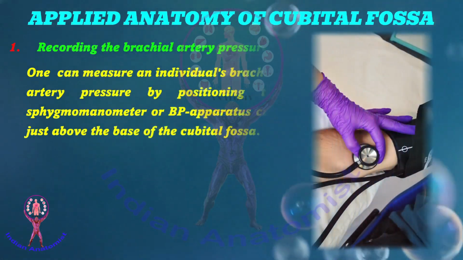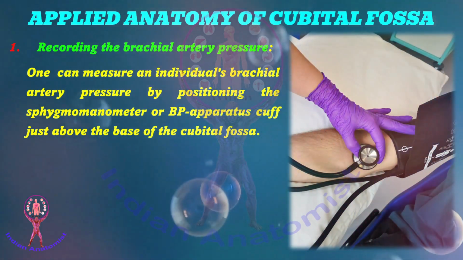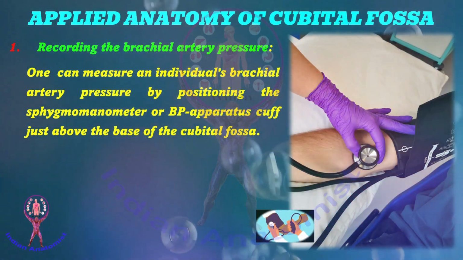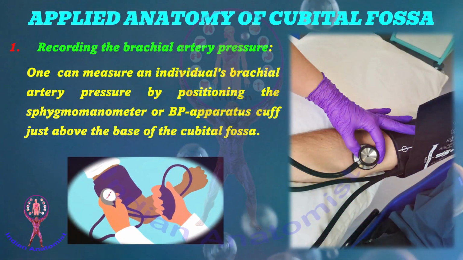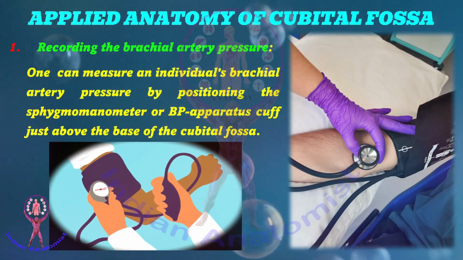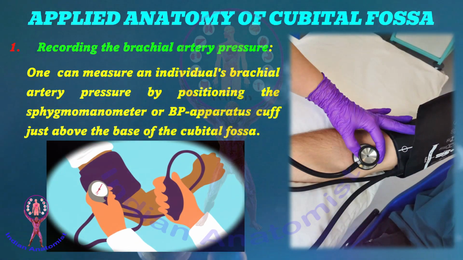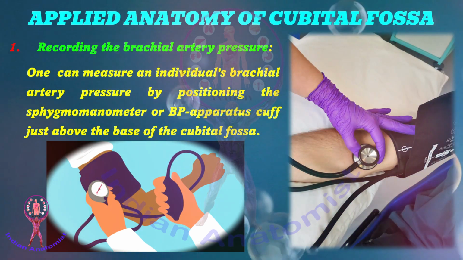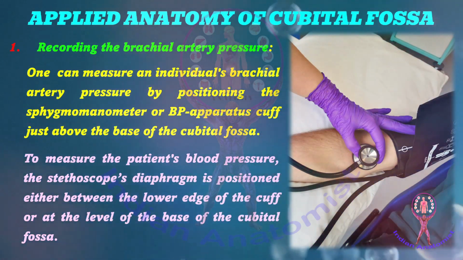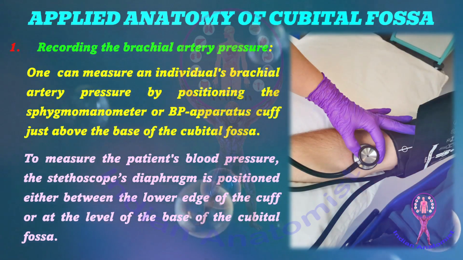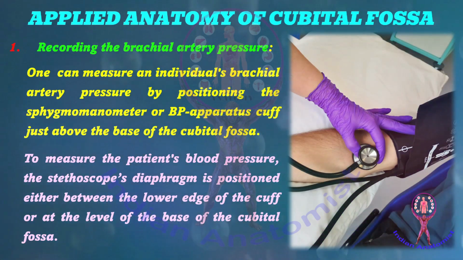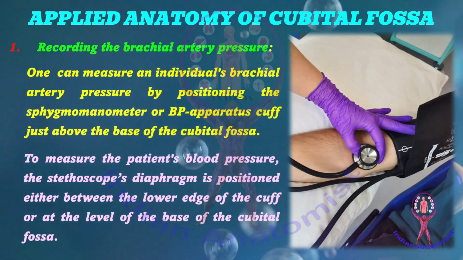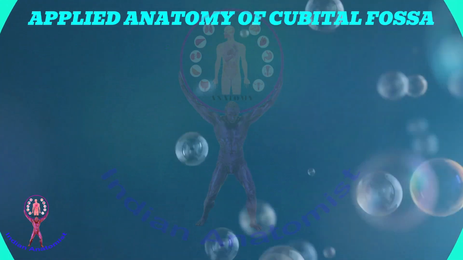Next, let us discuss about the applied anatomy of cubital fossa. The recording of brachial artery pressure. One can measure the individual's brachial artery pressure by positioning the sphygmomanometer or BP apparatus cuff just above the base of the cubital fossa. To measure the patient's blood pressure, the stethoscope diaphragm is positioned either between the lower edge of the cuff or at the level of the base of the cubital fossa.